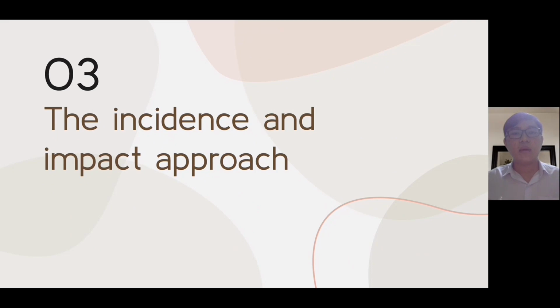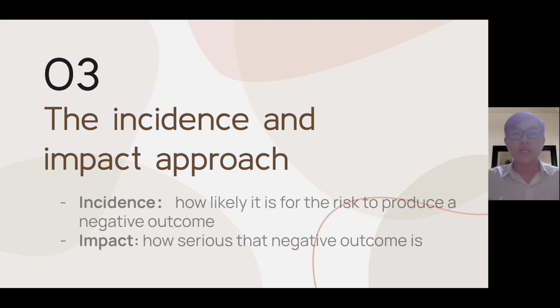And now we're going to talk about the incidence and impact approach. Before I explain it to you, I want you to see the key terms first. We have two key terms. The first one is the word incidence and the second one is the word impact. The word incidence is used to refer to how likely it is for the risk to produce a negative outcome. And the word impact means how serious that negative outcome is going to be.